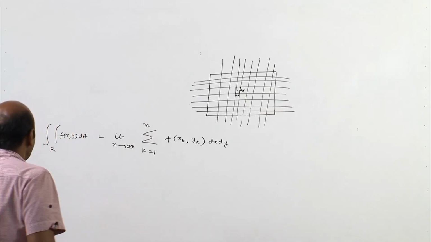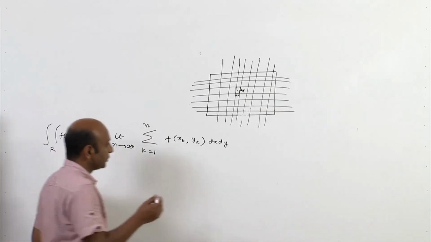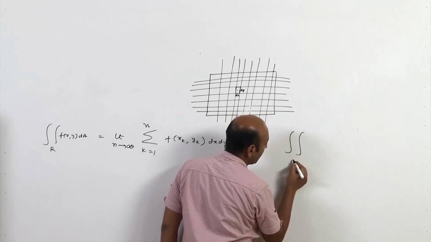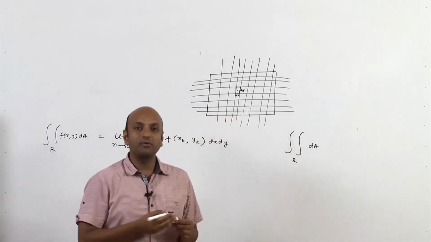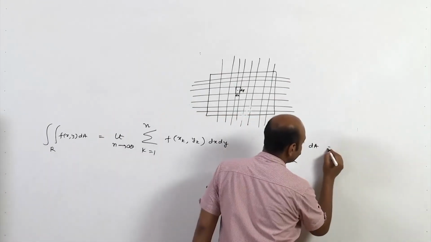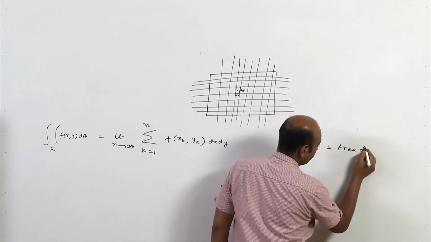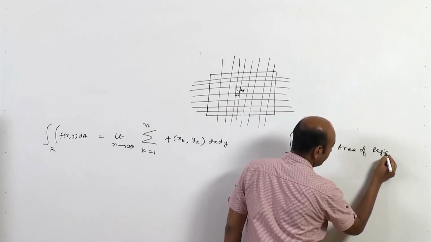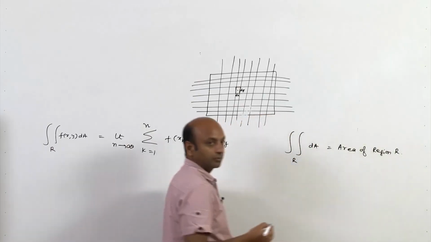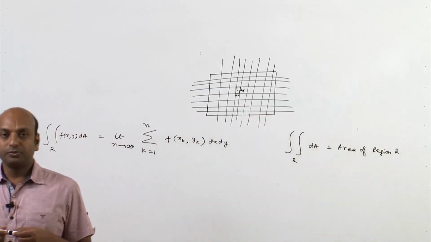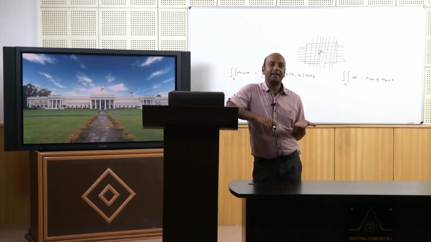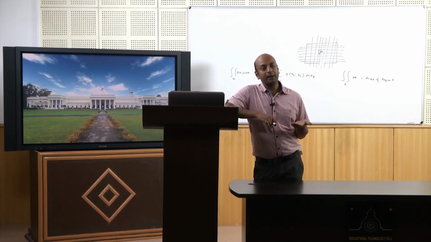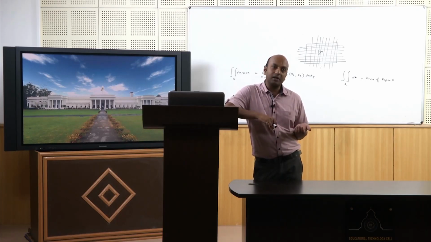Now if f(x,y) is 1, this double integral over R of dA basically gives the area of the region R. So the area of a region can be computed by single integral y dx or x dy, or can be computed by double integral also, that is double integral over R dx dy or dy dx.